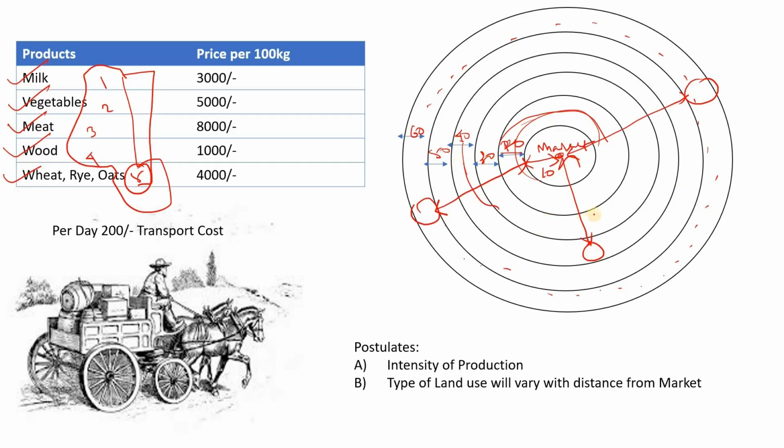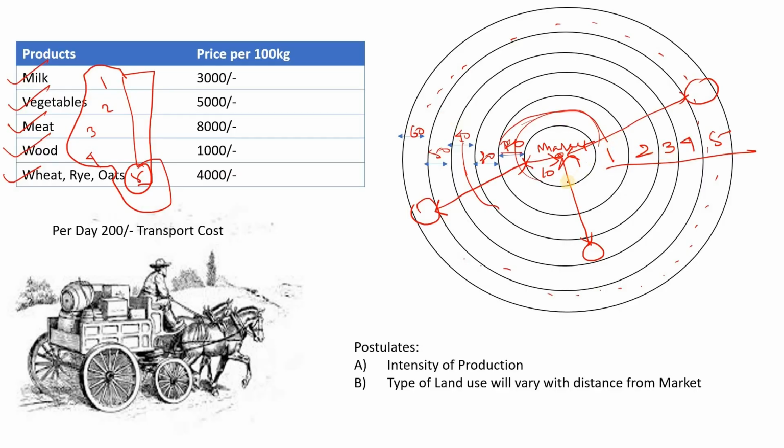So this is ring 1, this is ring 2, this is ring 3, this is ring 4, this is ring 5. There are 5 rings. Why am I saying rings? Because in this theory it is referred to as concentric rings. That's why I am using the term rings. Otherwise, in day-to-day language, we do not say rings. We just normally say area.